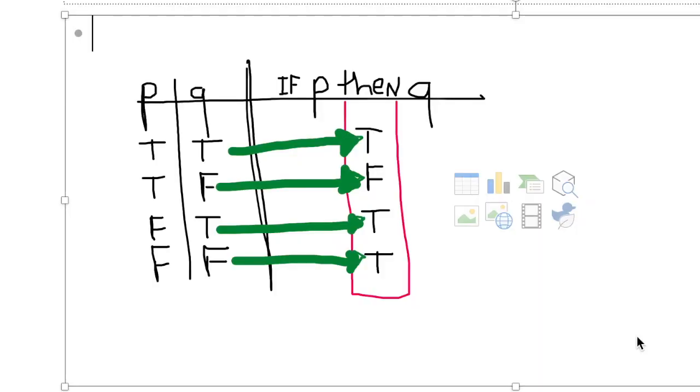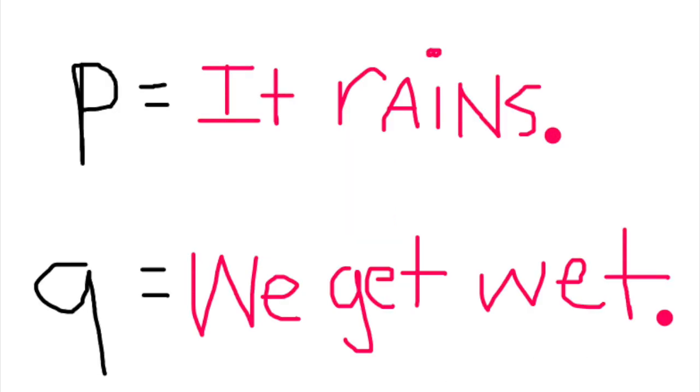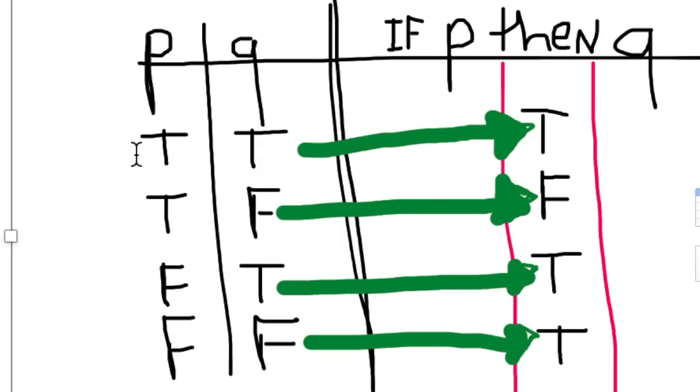Let's go back now to the case of if it rains, then we get wet. All right, folks, there's been a lot of action on the field today. Now you see P equals it rains and Q equals we get wet. Here's the case where it's true that it rains and it's true that we get wet. So in that case, it's true that if it rains, then we get wet.